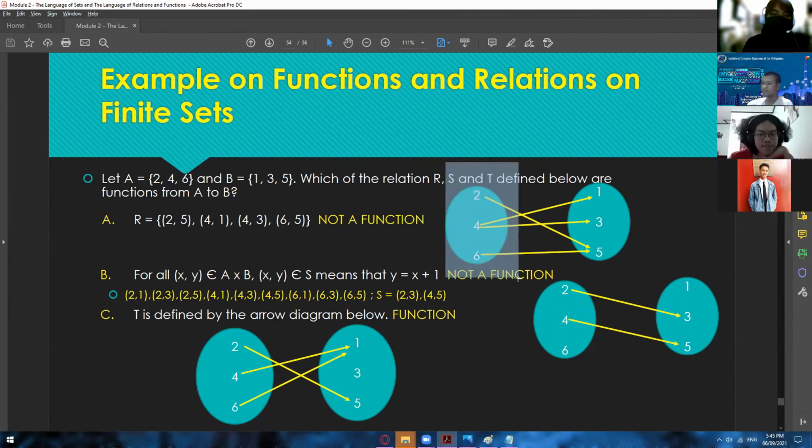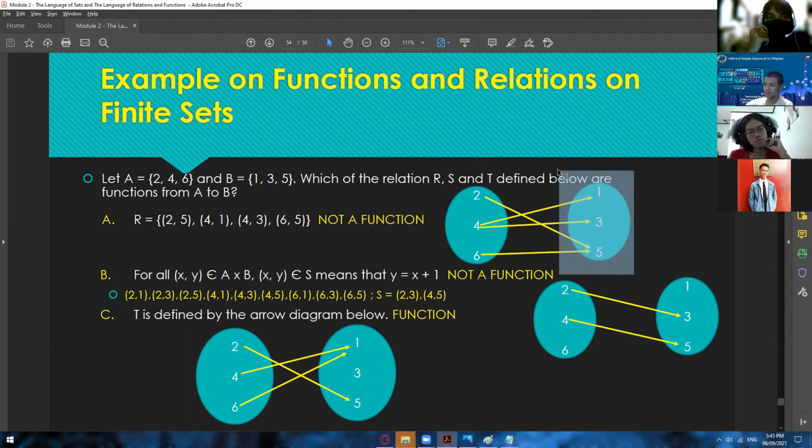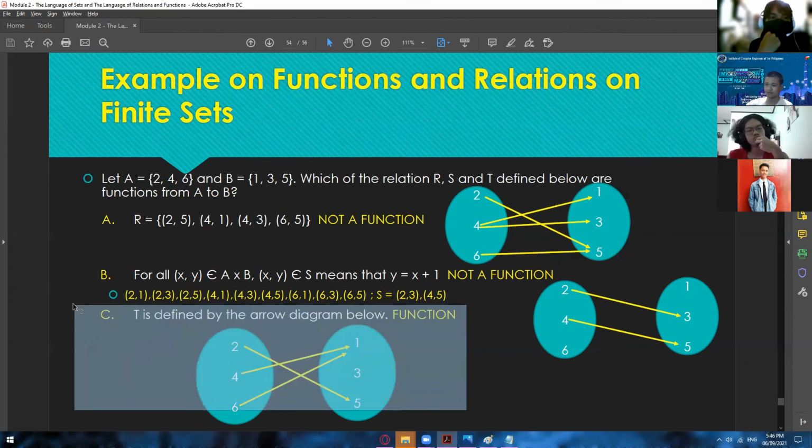So all of the elements in the first set, the domain, must have only one partner. For the codomain, it can have more than 2 partners actually, and that is okay. Sometimes it is also possible that it doesn't have a partner. Anyway, the correct example is letter C, wherein this one has one partner only. This one has 2 partners, but it's okay. And this one doesn't have a partner, but it's still okay.